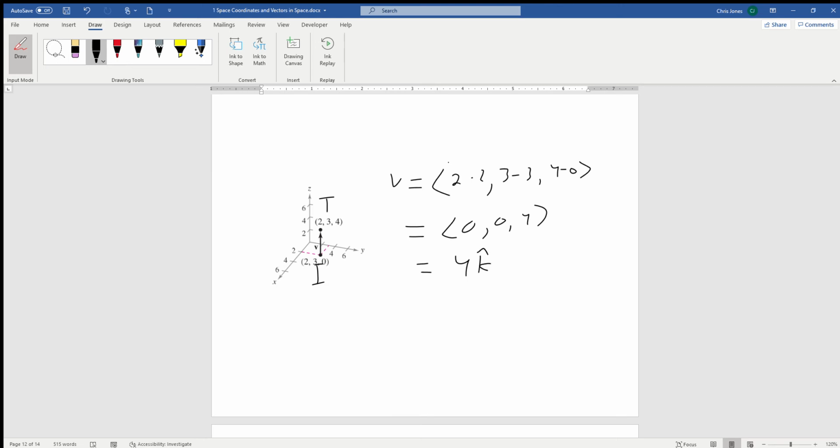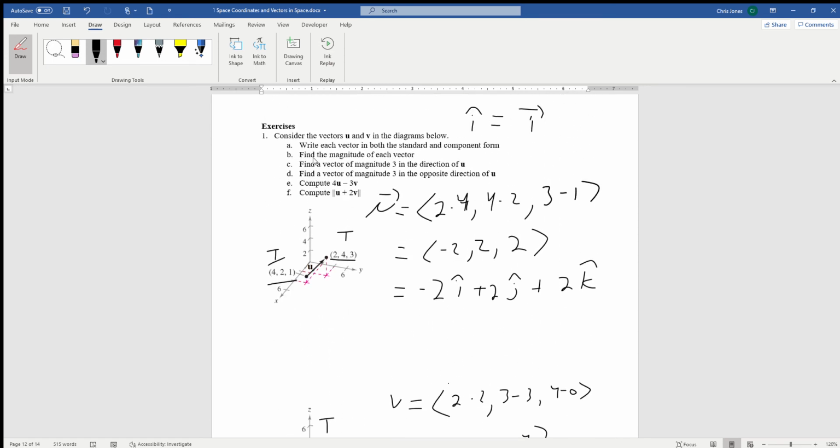So we'll keep that in mind that the zeros are implicit. Another way to write it, if we really chose to, would be 0i plus 0j plus 4k. But usually we just write it as the 4k form. So not too bad.